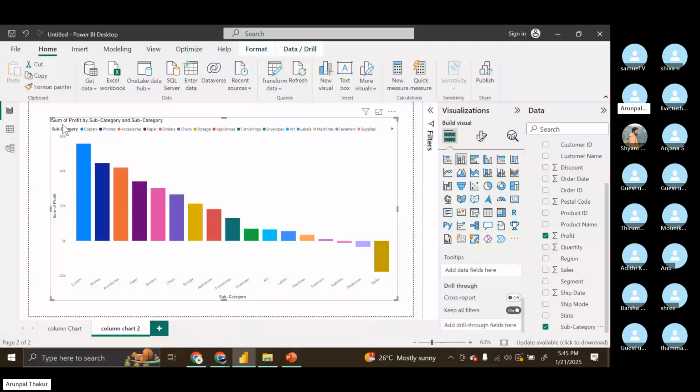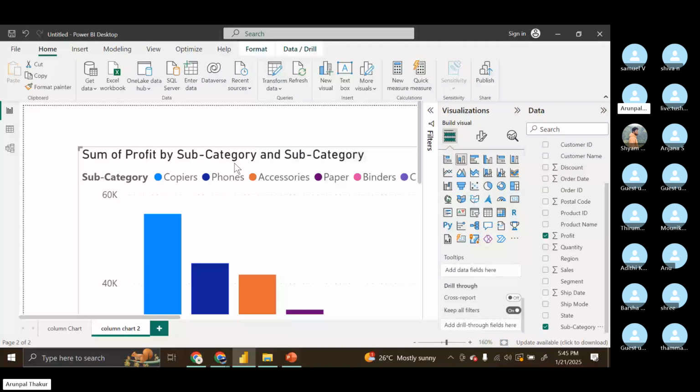Now, see why 2 times subcategory is coming, because I have kept it into the legend also. That's why it is coming. Now only read this much part, that is sum of profit by subcategory.